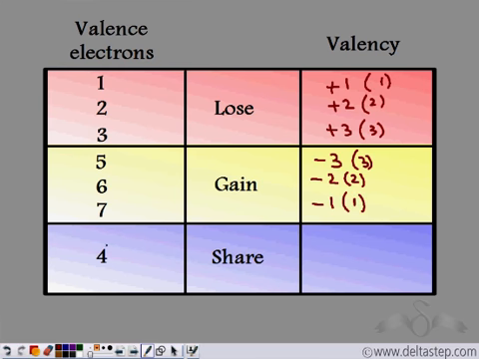Whenever any atom has 4 electrons in the valence shell, it neither loses nor gains 4 electrons. Instead, it shares electrons. So by sharing 4 electrons, it gains stability. So this is how we get valency. That is, when atoms lose, gain or share electrons, the number of electrons that are involved is known as the valency.